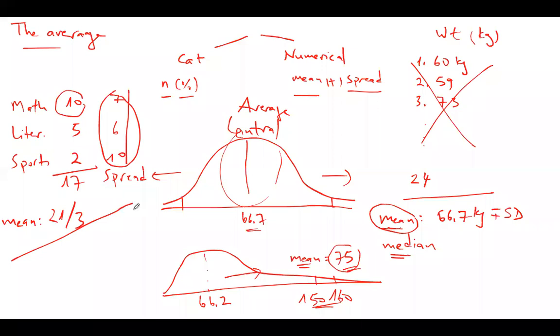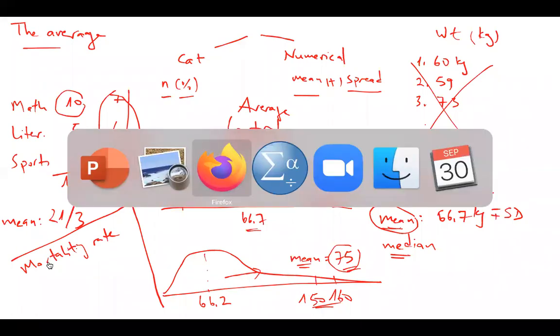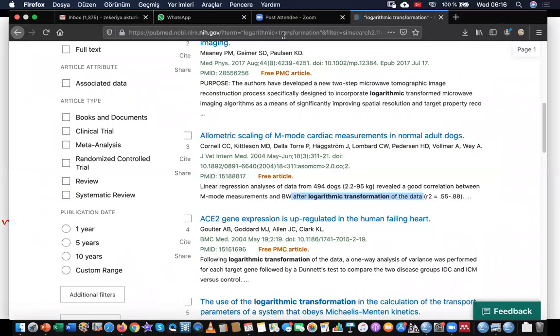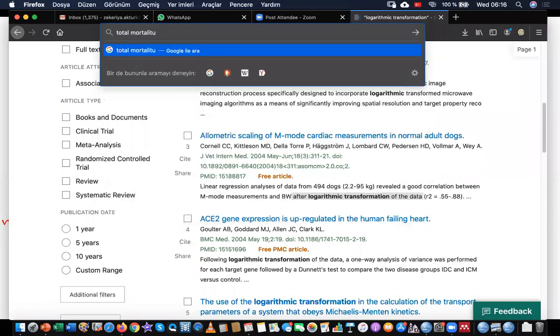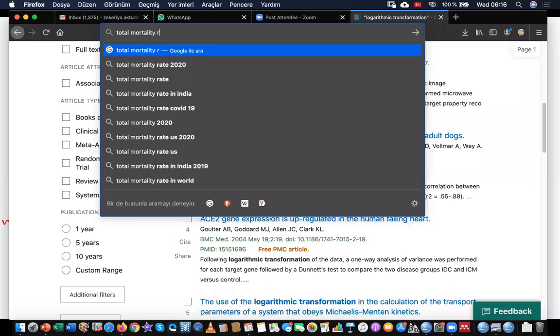Just a last word to make it more understandable for you. We have the mortality figures, total mortality rate. Okay. What do you think is the total mortality rate for Kyrgyzstan?